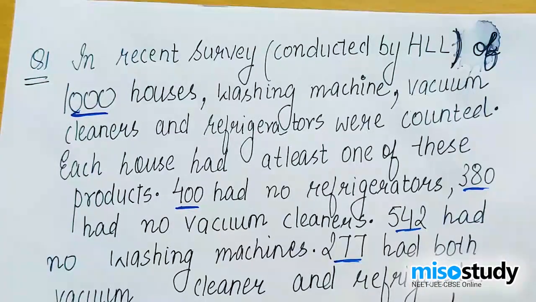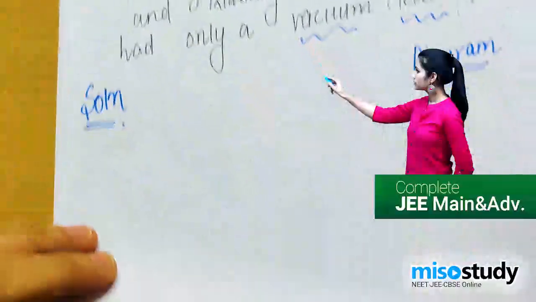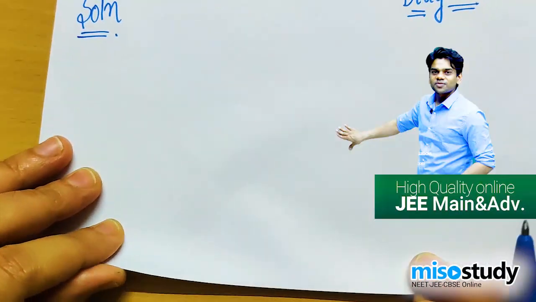400 had no refrigerators. Now this is a different kind of question. It's a twisted one. It's saying that 400 had no refrigerators, 380 had no vacuum cleaner, 542 had no washing machine. So they are giving what had no refrigerator. So let us first of all make a diagram.